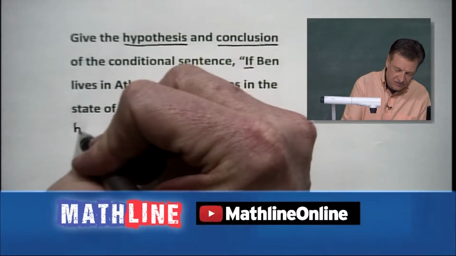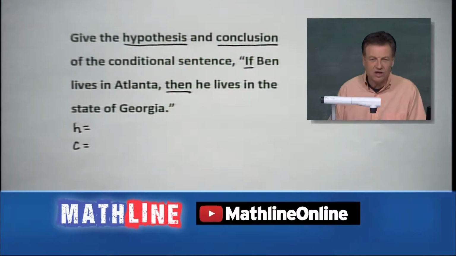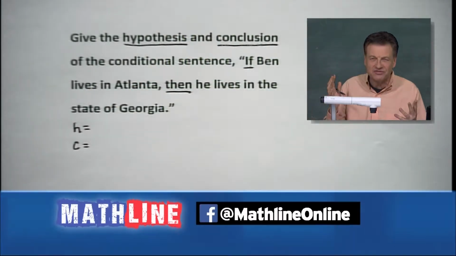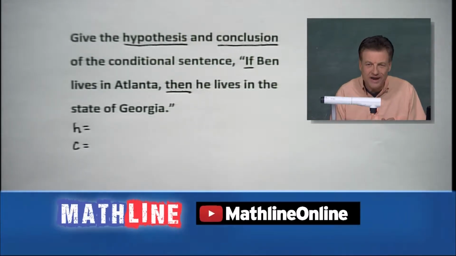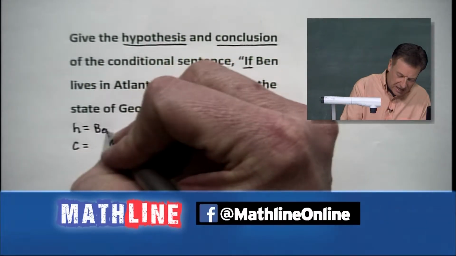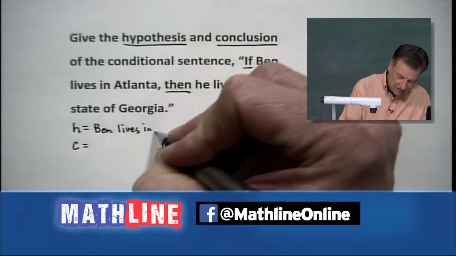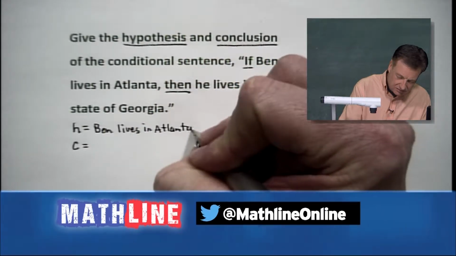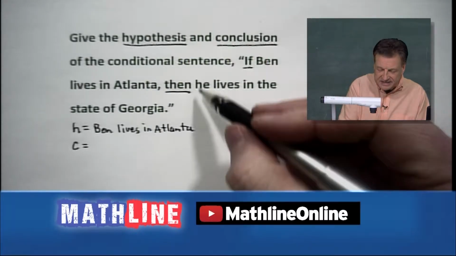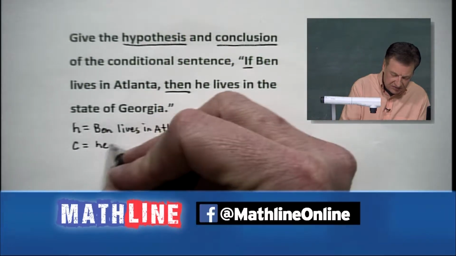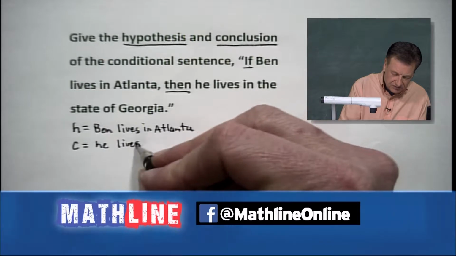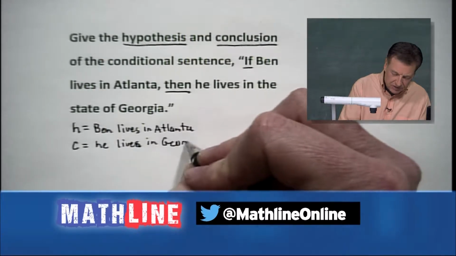I'm going to use a little H for the hypothesis, and I'm going to use a C for the conclusion. Now, how do we discover what the hypothesis is in this sentence? It's the part that's attached, not including, but attached to the little word if. This is the big one, all right? We're going to say our hypothesis is that Ben lives in Atlanta. The conclusion is what's attached to the then. So the conclusion here is that he basically lives in the state of Georgia, all right.